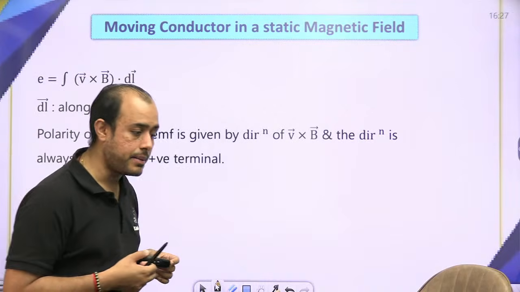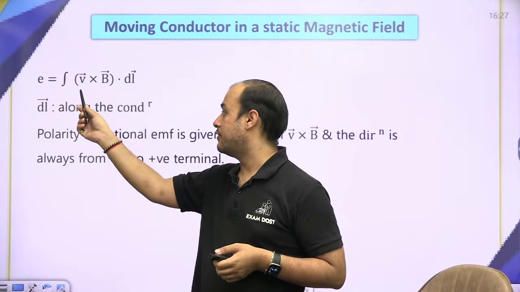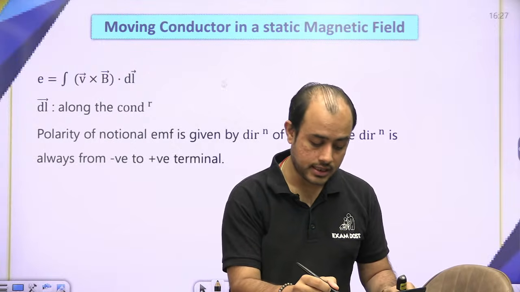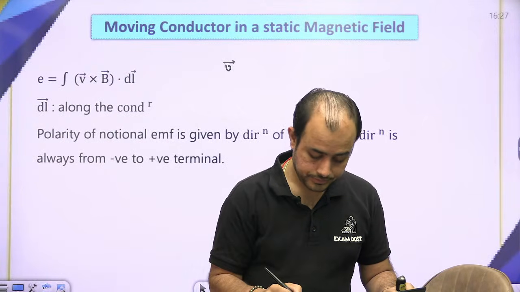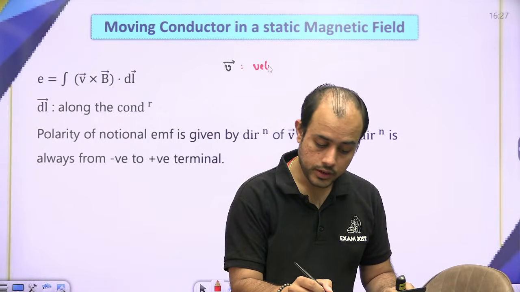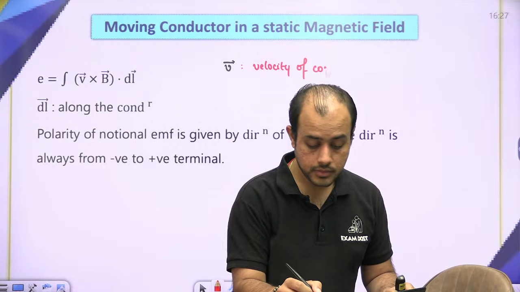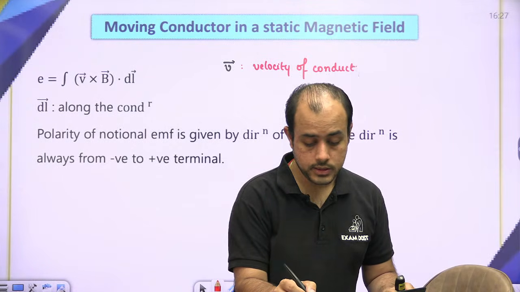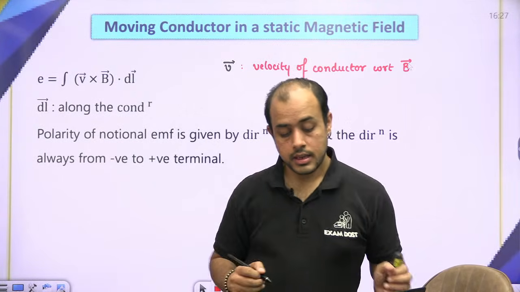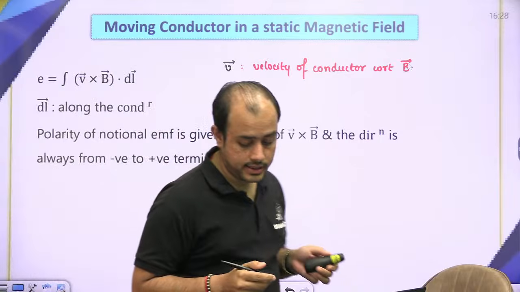called a dynamic EMF or a motional EMF. This is the formula. V vector is the velocity of the conductor with respect to magnetic field. L is along the conductor. It represents the length.